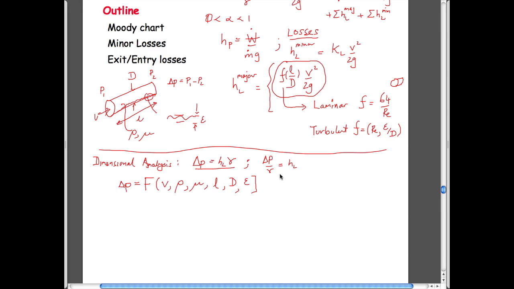What are our pi groups? So we have a total number of variables: 1, 2, 3, 4, 5, 6, 7. We have mass, length, and time represented. We have a velocity, which is length over time, and we have density, which is mass over volume. So in these two properties, we have at least all of mass, length, and time represented. And so from this, we know that the number of pi groups we're going to have is 4.